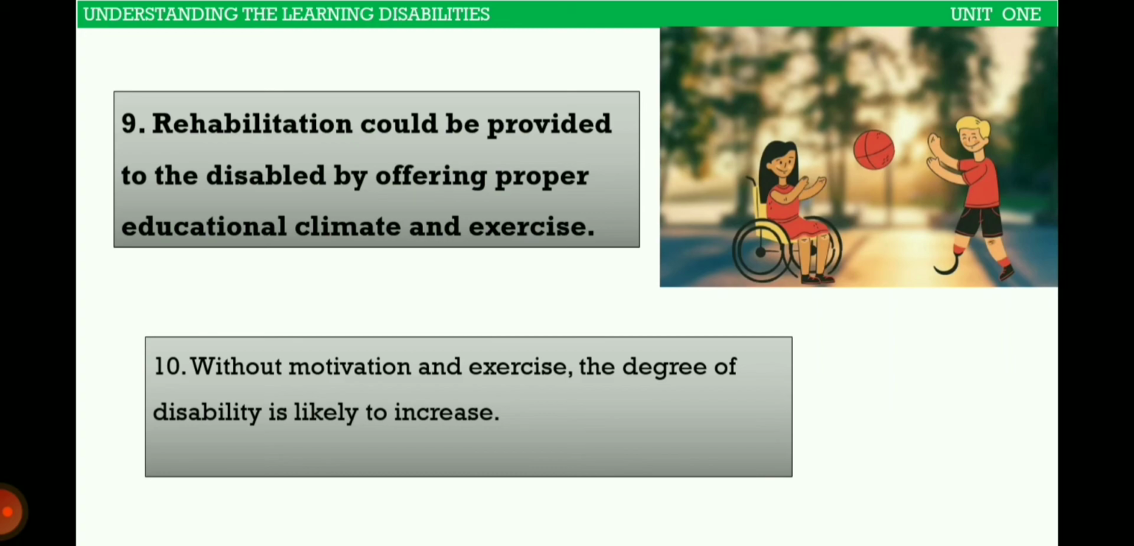Without motivation and exercise, the degree of disability is likely to increase. It is the responsibility of all of us that people with disability are not cornered in society. So bring them to the front side of society. Give motivation, otherwise the degree of disability is likely to increase. That is going to be a big challenge to society. So a society should have the capacity to accommodate all.